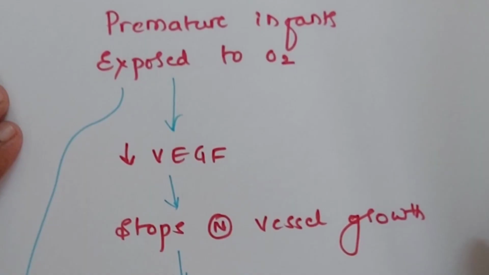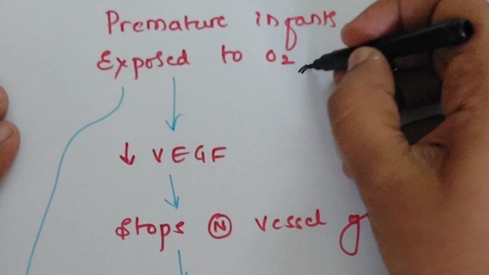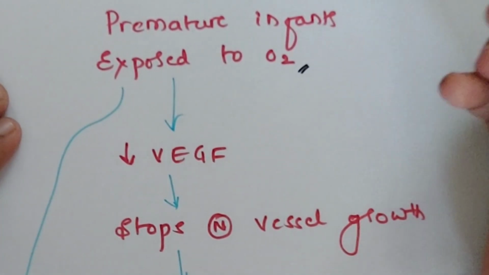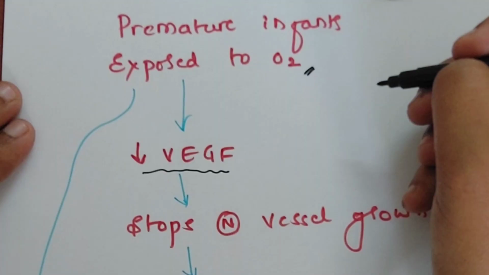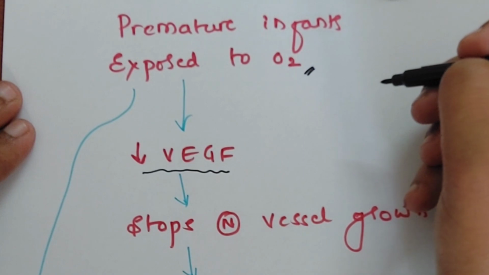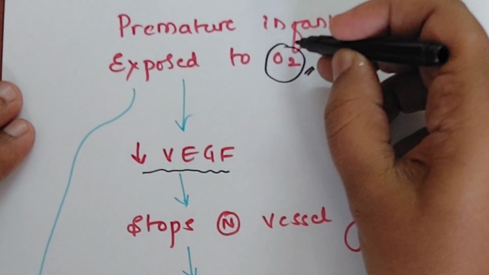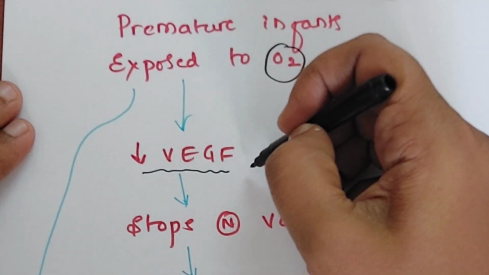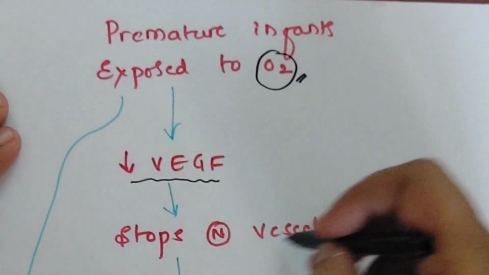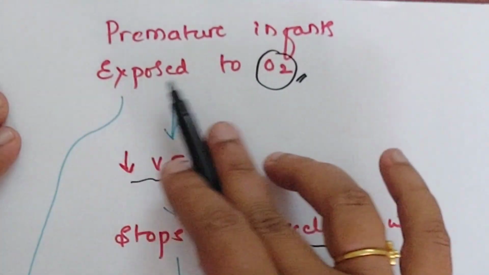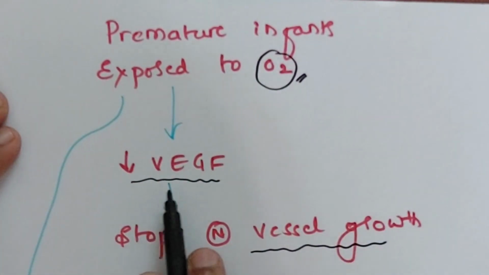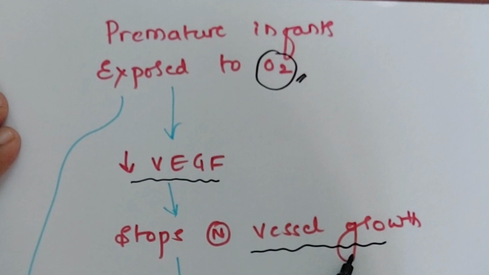But in premature infants, whenever they are exposed to oxygen because of their general condition, there is decreased VEGF production. The local tissue or the retina thinks that there is adequate oxygen, so there is decreased production of VEGF. That's why there is no vessel growth in the retina. Understood? Because of the exposure to oxygen, there is decreased production of VEGF, so there is no vessel growth. Clear? So the retina becomes avascular.